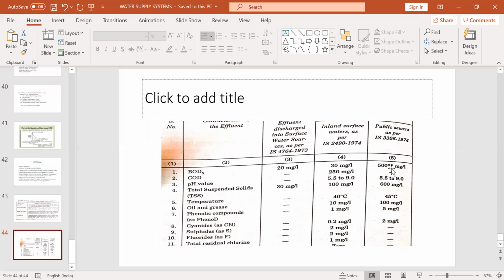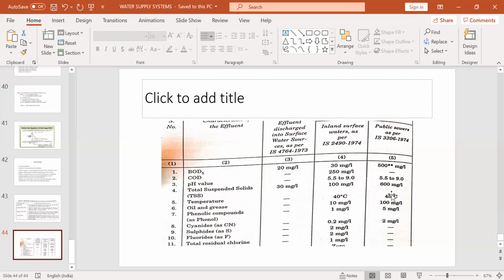You have to reduce this BOD. The sewage that is running in the sewer should have a BOD of not more than 500. And when you are disposing to the water body, its BOD content should not exceed 30 milligram per liter. Likewise, COD should not be more than 250 while disposing into diluting water. pH value should lie between 5.5 to 9, the same both in public sewers and in inland water.